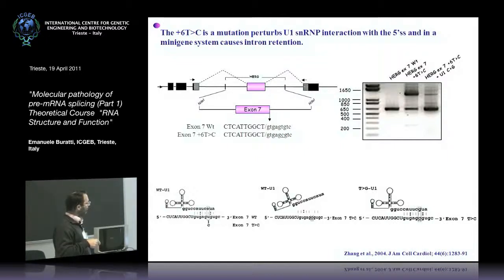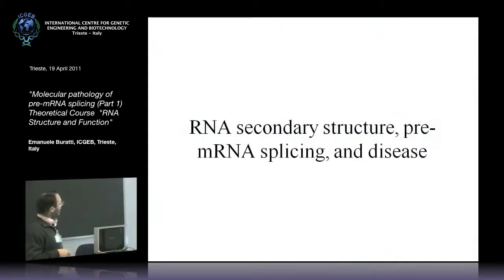And the G in position +6 in U1 small nuclear RNA now was predicted to be able to base pair with the mutant C in position +6 of the mRNA. And when you transfect this mutant U1 snRNP together with the mini-gene, you see that you recover correct processing of exon 7, and you have a big decrease in the amount of intron retention that you observe in your assay. So this is just two examples to tell you how mini-genes can be very useful in spotting and in actually validating putative splicing mutations.